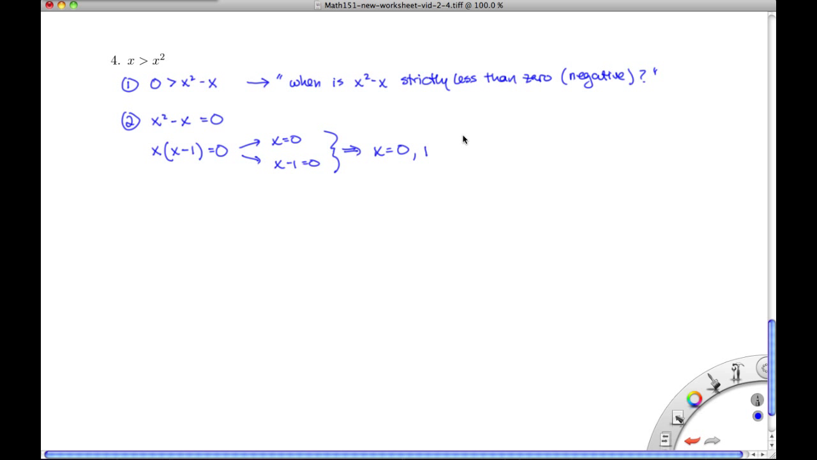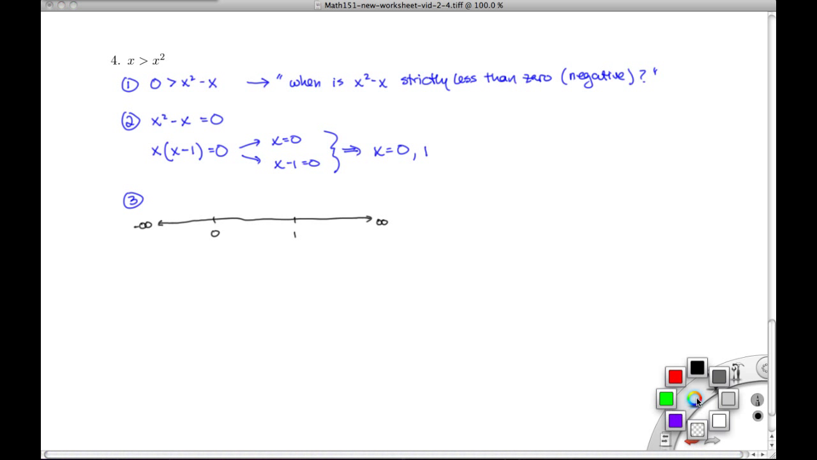So those are the two points we're now going to use in step 3 to create our sign chart, or our sign diagram. So we've got our real number line, or squiggle. I don't know if I can really call that a line in good faith. Now we're going to drop our points, 0 and positive 1. And again, I just like to do this to keep things straight. I know that that's a 0 of my function. This is another place where my function is equal to 0.